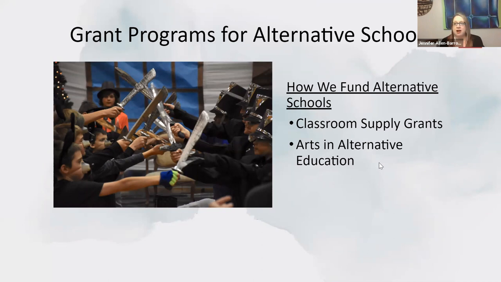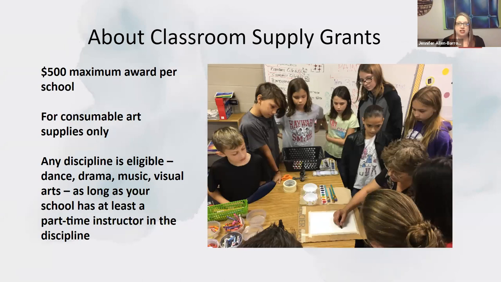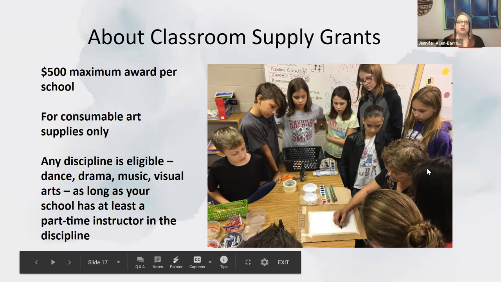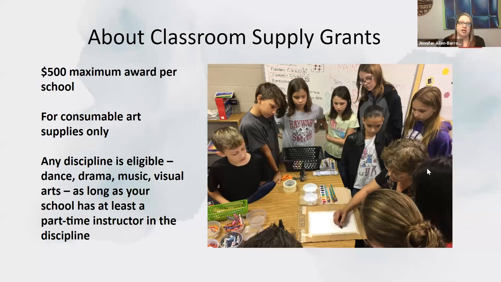So there are two grants that alternative education schools can apply for, our classroom supply grants and arts and alternative education. The classroom supply grants are a newer grant that we have just launched. This is our second year of offering this. These grants can pay for consumable supplies. They can pay for fine arts supplies in any discipline for which your school has at least a part-time teacher. So those can be music supplies, dance, drama, visual arts supplies, but your school has to have at least a part-time teacher in that discipline in order to be eligible to apply.